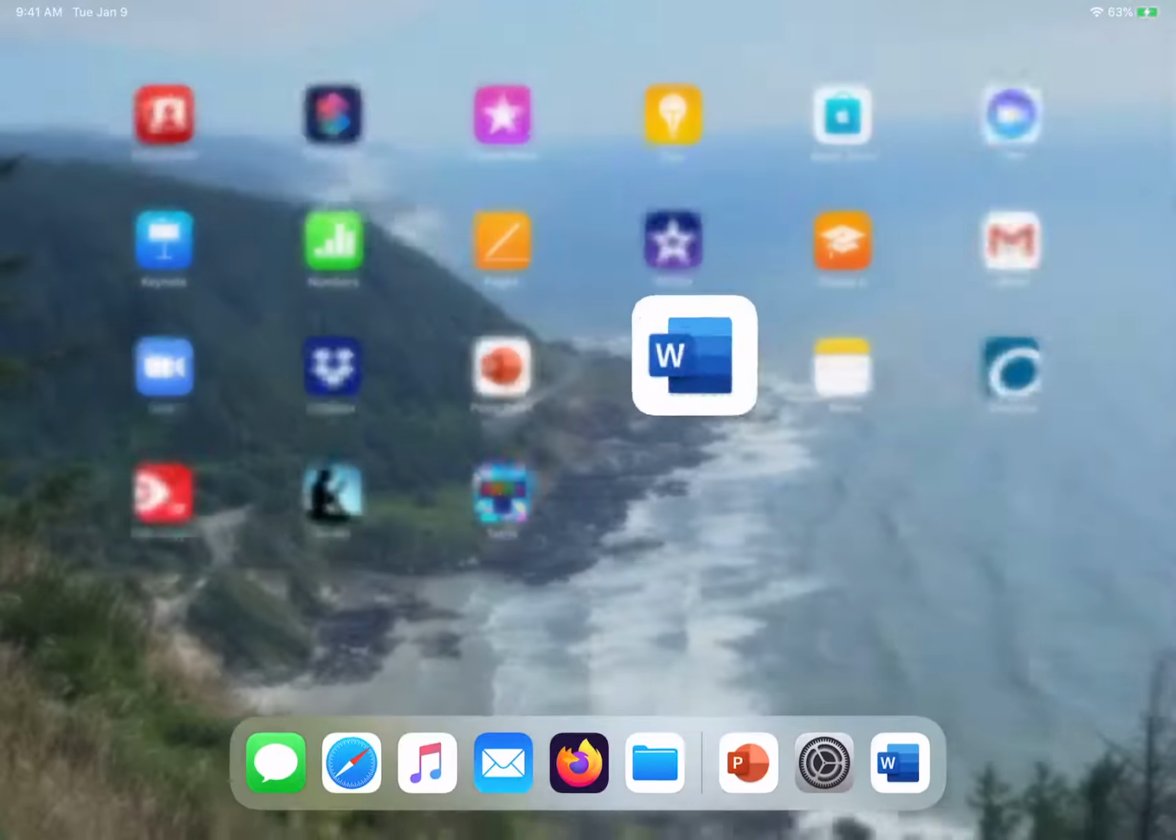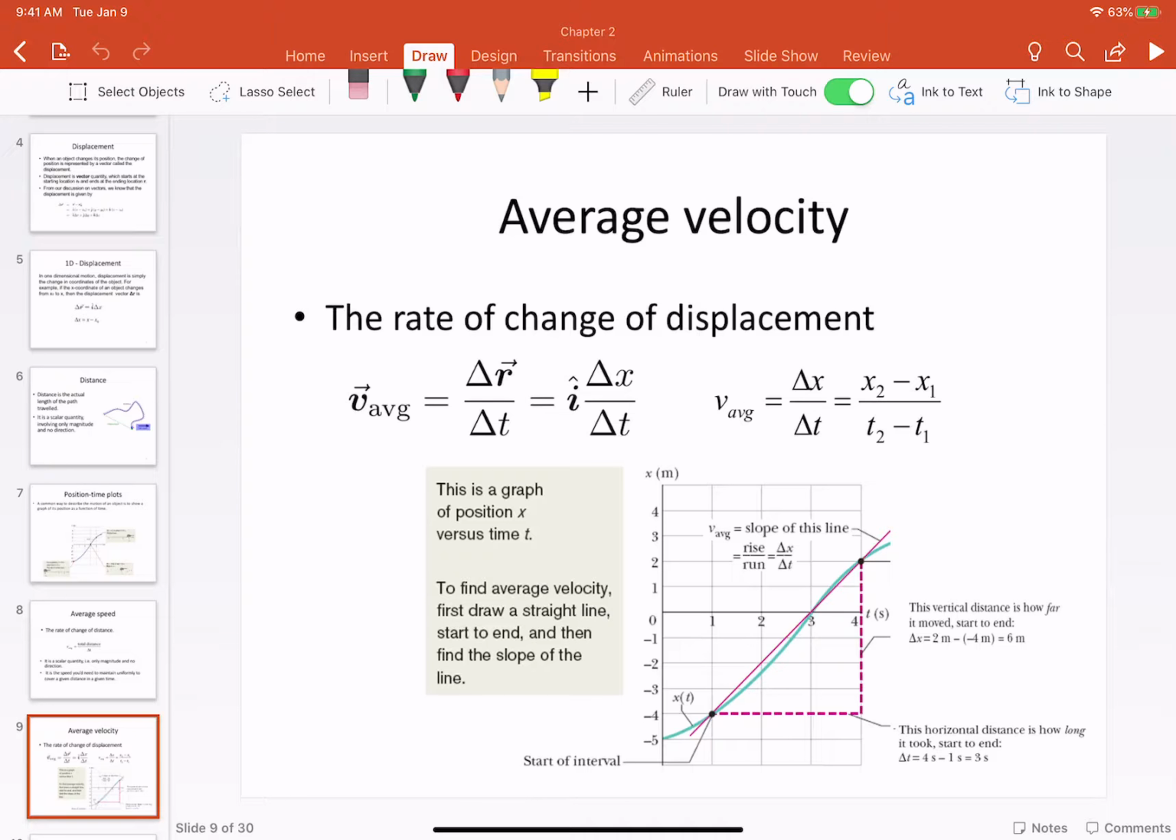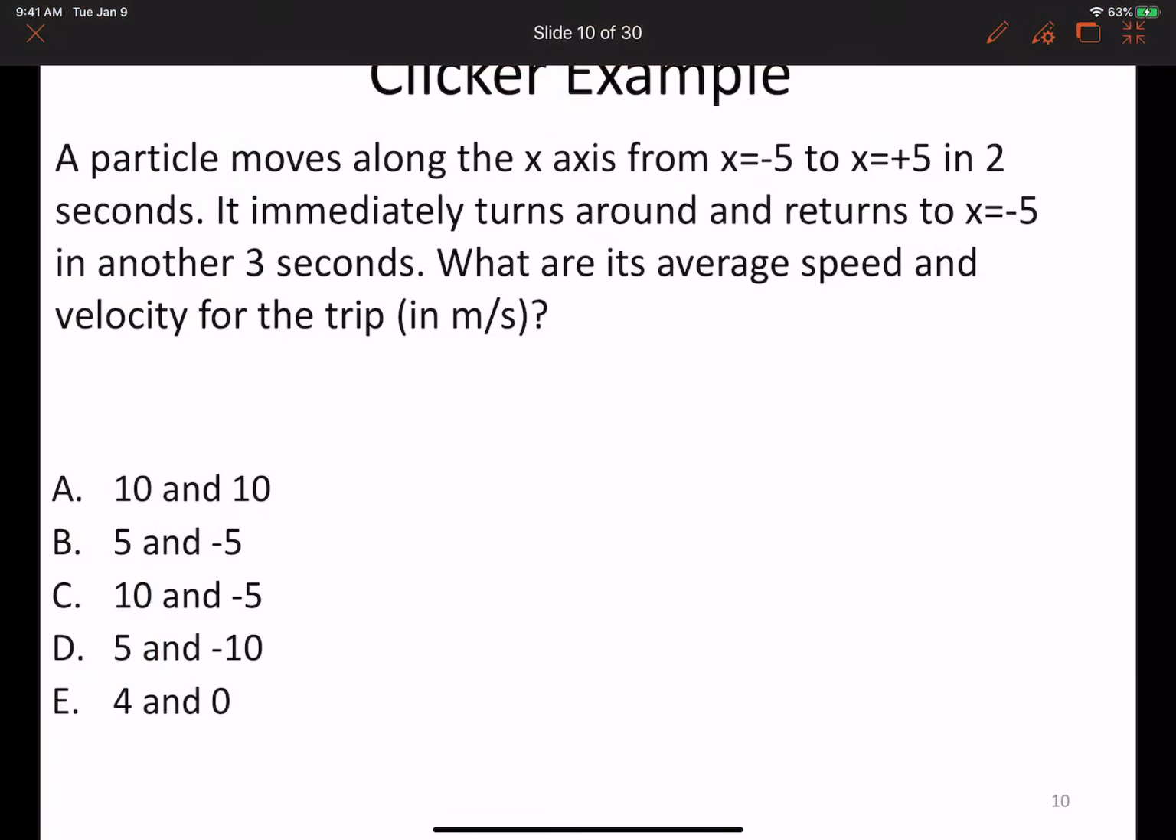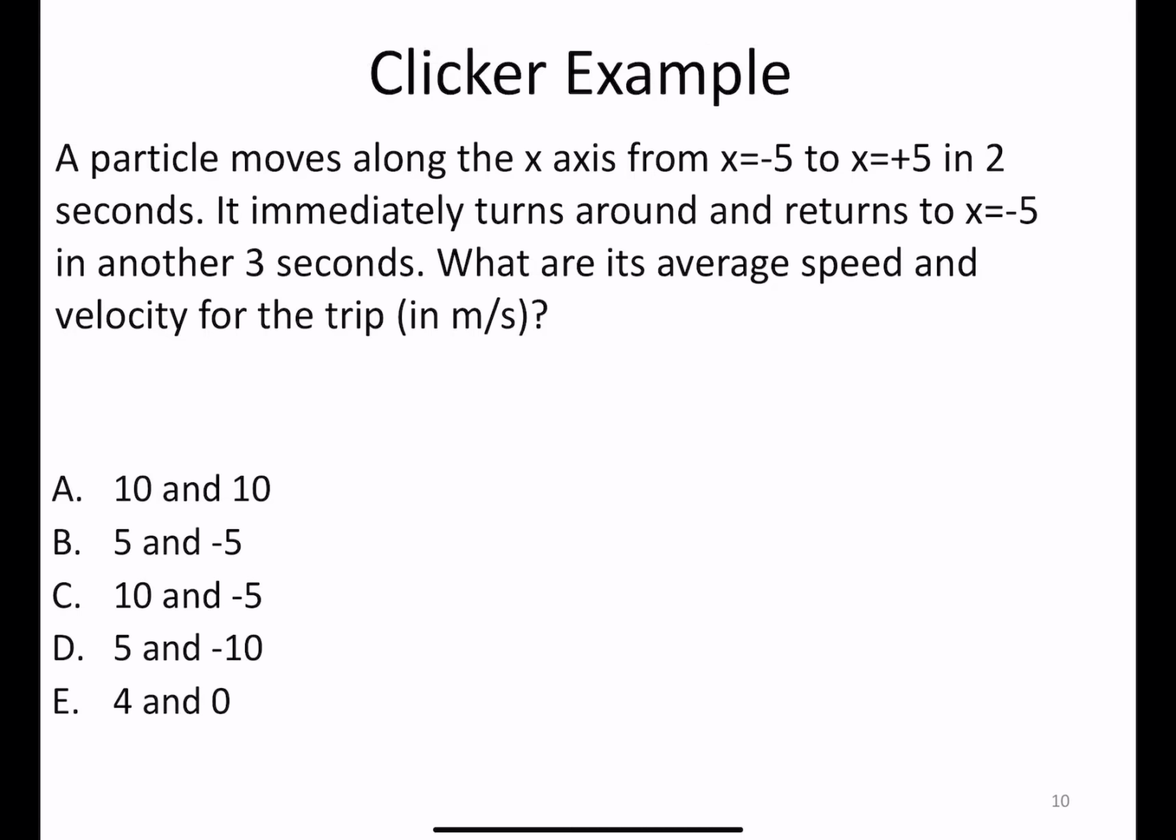Okay, now let's look at a top hat example. See if you can figure this problem out. So a particle moves along the x-axis from x equals -5 to +5 in 2 seconds, and immediately turns around and returns to x equals -5 in another 3 seconds. What are its average speed and average velocity?